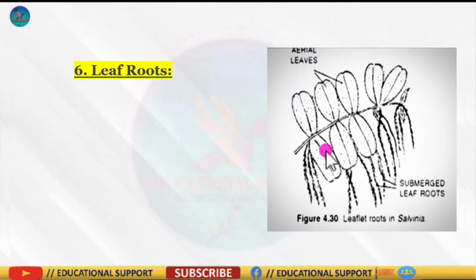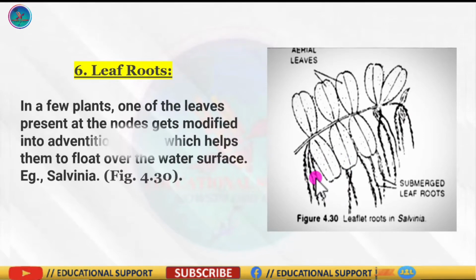Next point is leaf roots. In the case of Salvinia, 3 leaves are present at one node. Out of these, 2 leaves are normal and the third gets modified into adventitious roots which help in floating over the surface of water. For example, figure number 4.30.